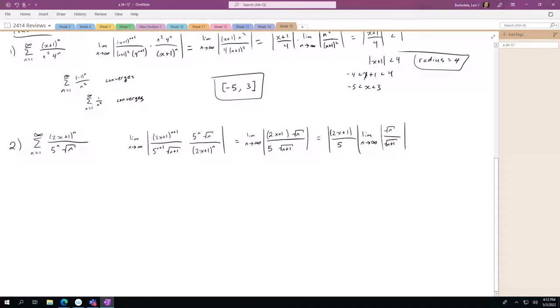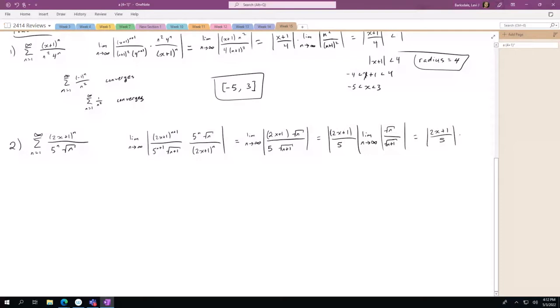And this limit, square root n over square root n plus 1, in this case, we're going to divide everything by square root n. On top, we would get 1. On bottom, essentially, inside the square root, we would have 1 plus 1 over n, which, of course, goes to 1 as n goes to infinity. So we have 1 over 1, which is 1. So this limit is the absolute value of 2x plus 1 divided by 5.